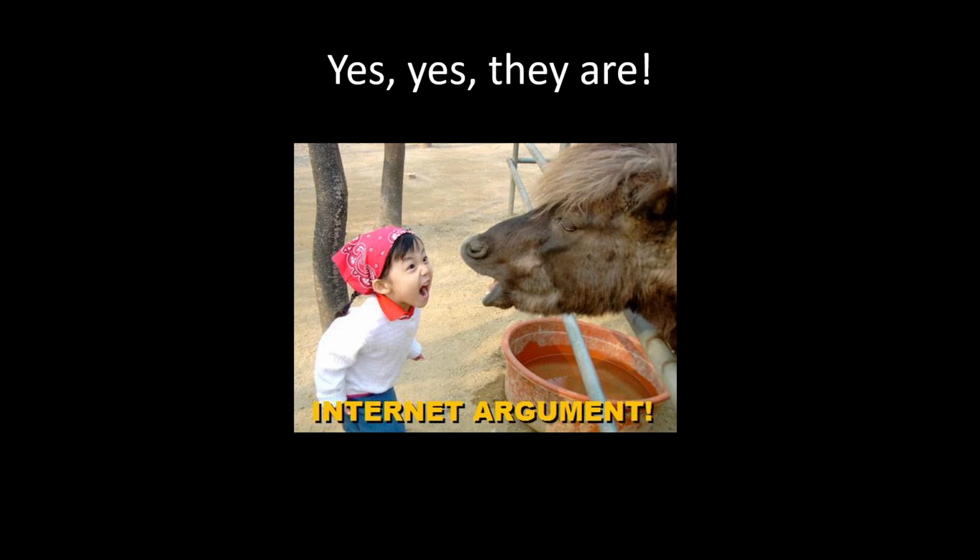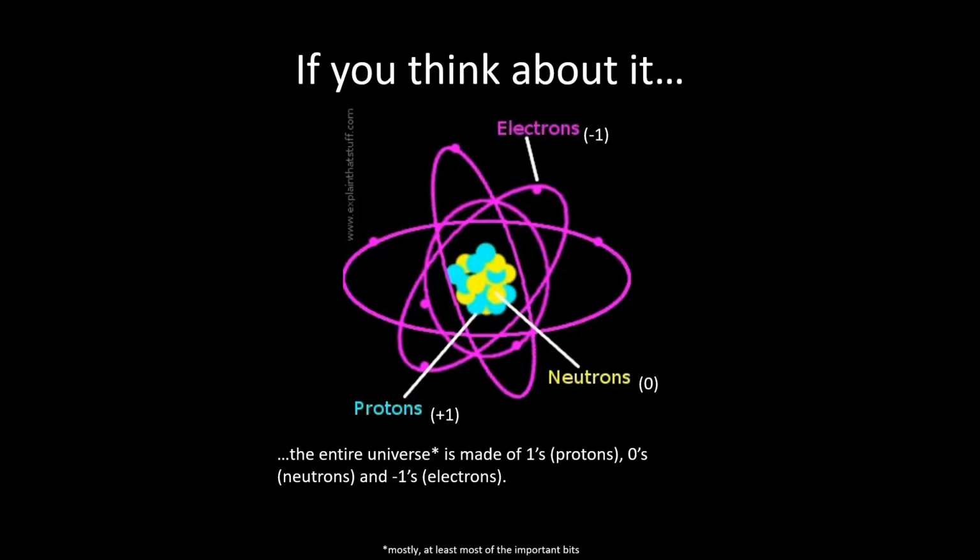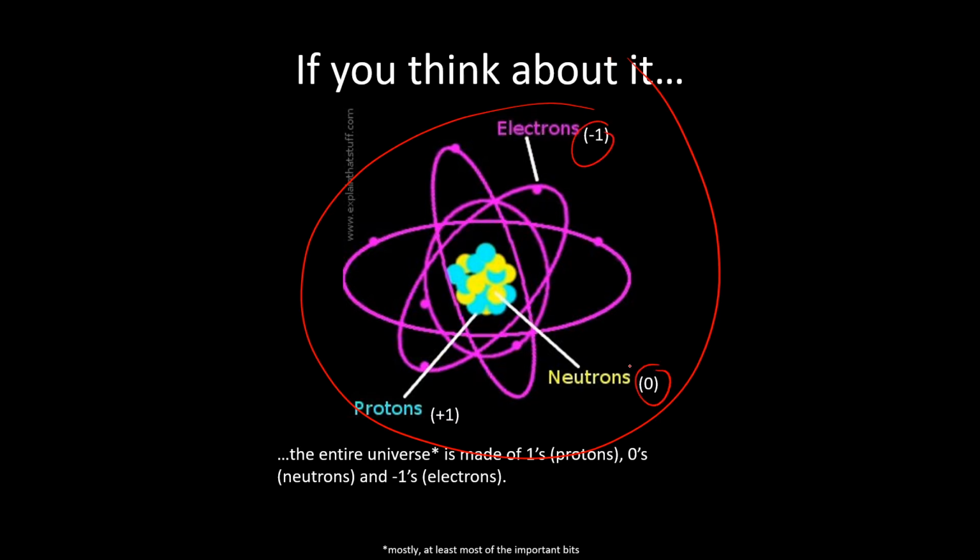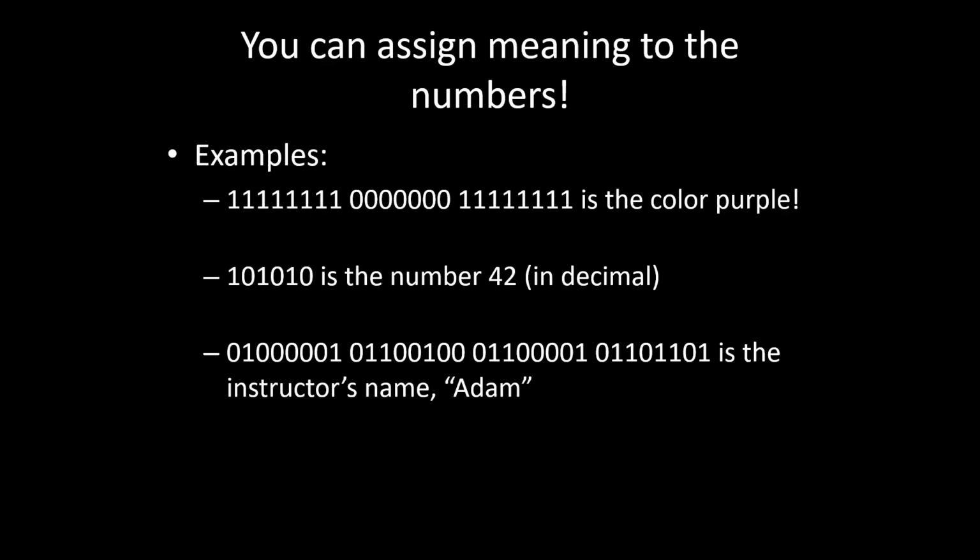It seems kind of weird to think of it that way, but if you think of it, the entire universe is composed of three numbers, -1, 0, and +1, or at least, as we point out here, the important bits. And there are physicists who will disagree with me, and that's okay. But for the most part, what we interact with on a daily basis is made up of 0, -1, and +1. And those are just representations that we can use to encode literally everything in existence.